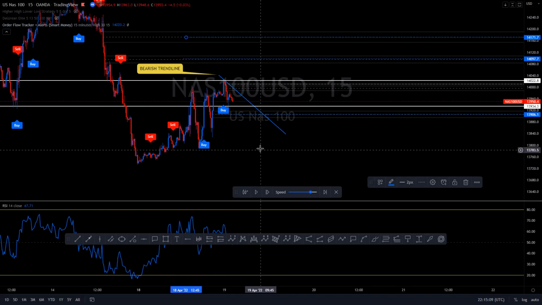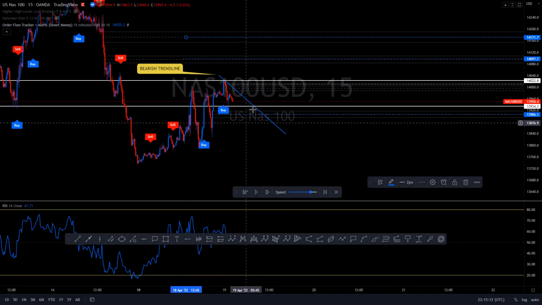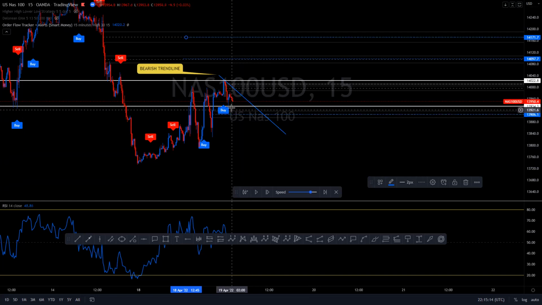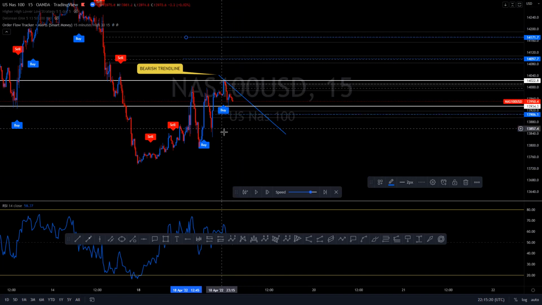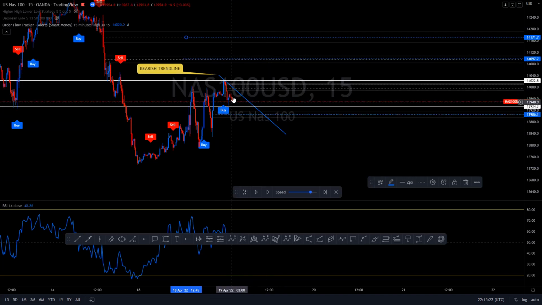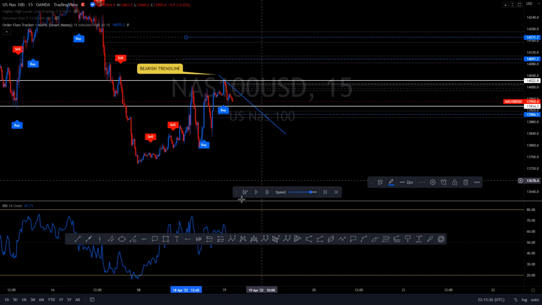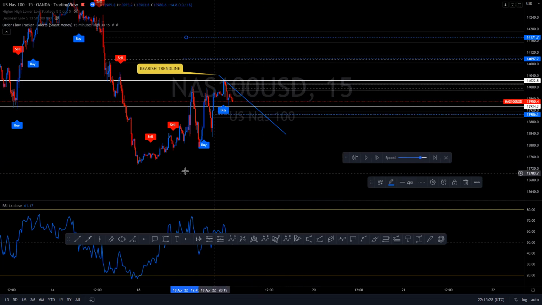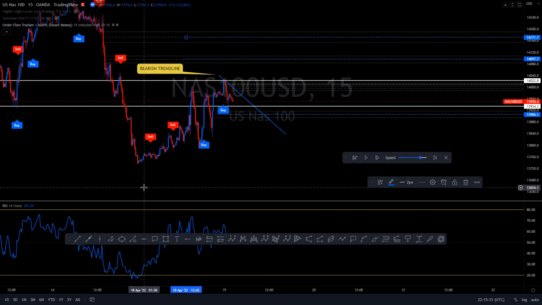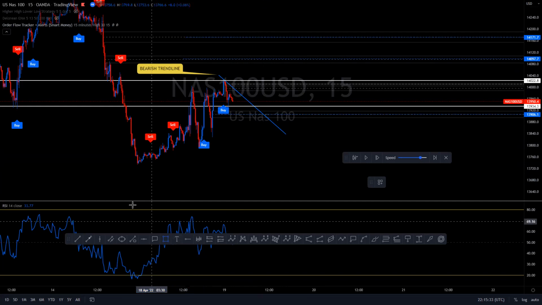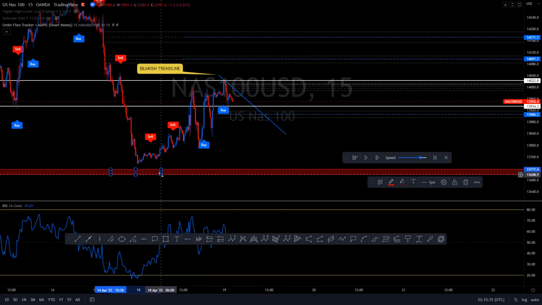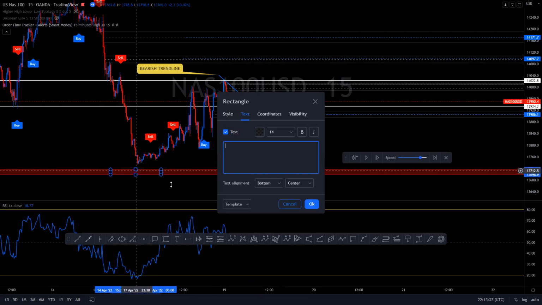So my thought process is that, because they already mitigated half of this move here, and since this imbalance gap is so close, a lot closer than up to here, they're probably going to come down and mitigate this area, maybe sell it all the way down to the floor, so to speak, and then bring it back up, possibly.